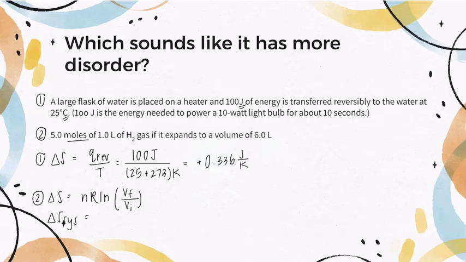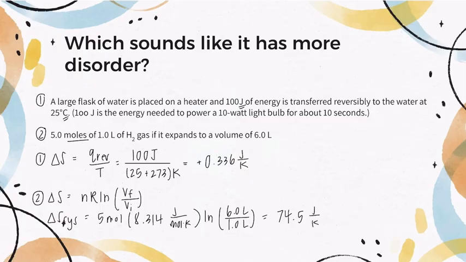So plugging in what I know, my 5 moles. I know my gas constant is going to be 8.314 joules per mole times Kelvin. And then my natural log of my 6.0 liters over my 1.0 liters. And the value that I end up getting for my entropy change is 74.5 joules per Kelvin.